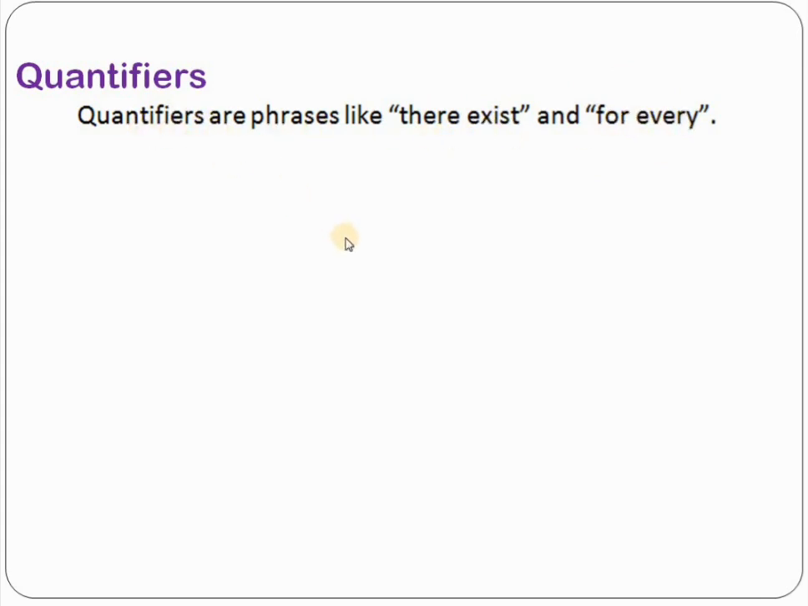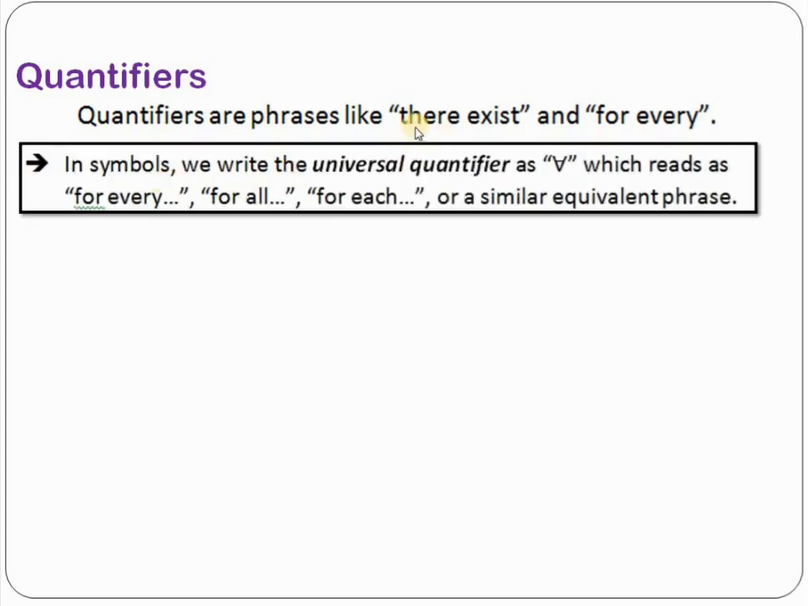There are two kinds of quantifiers. The first one is known as universal. Universal means it's huge, so here you are going to use for every. Symbolically, you write the universal quantifier as an upside-down A. This is called the universal quantifier. When you read this, you read it as for every, or you can use for all, or for each, or a similar equivalent phrase.